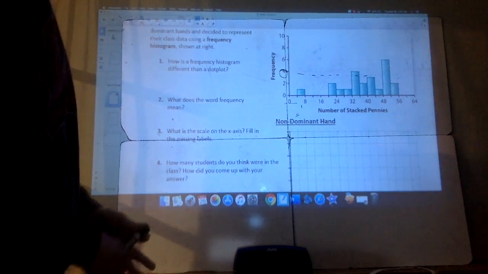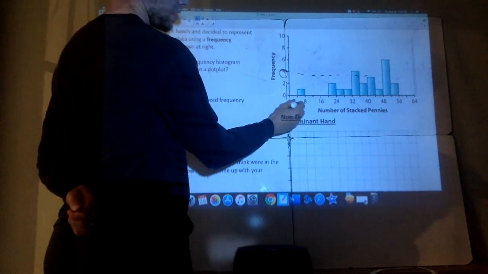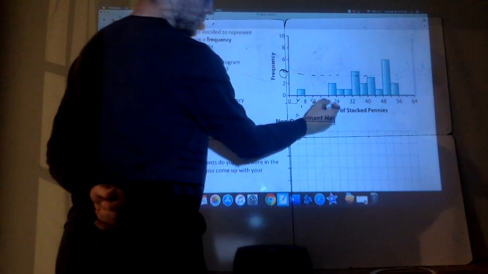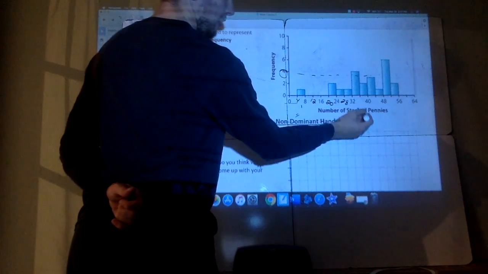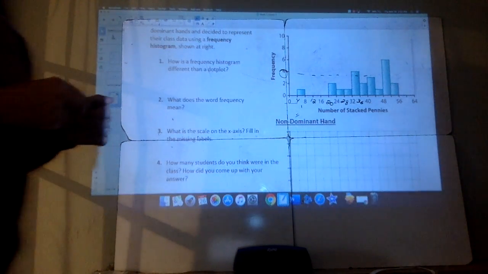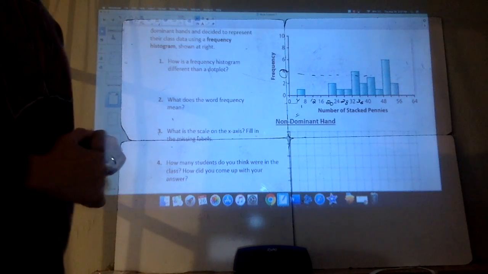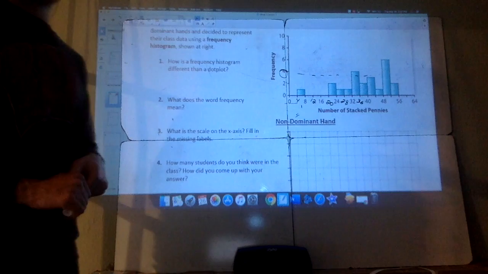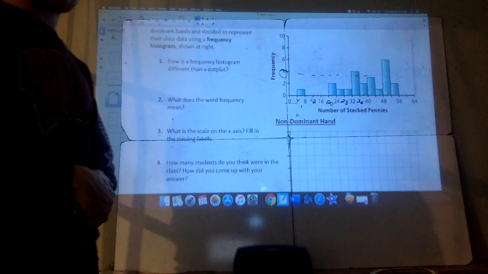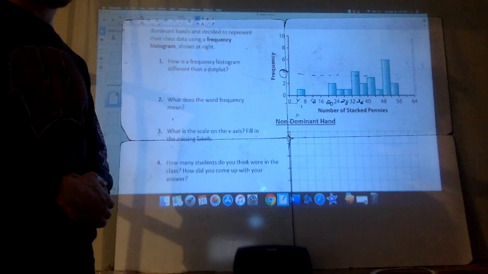So what is the scale on the x-axis? Fill in the missing labels. So what we have here is we're saying, okay, what are we counting by? If we go every 2, that means we're counting by 4. So we're going to fill in all these missing labels on that graph. That's what that means. And then how many students do you think were in the class? So how could we count how many students were in this class? I want you to pause the video and try to see if you can count exactly how many students were in this class. And try to get a strategy for that.